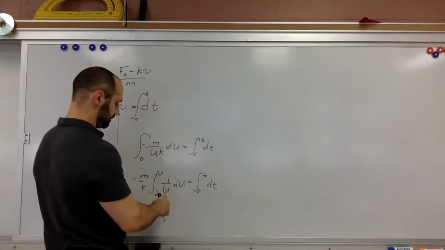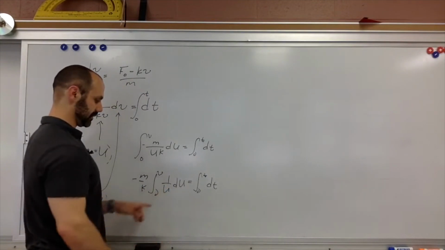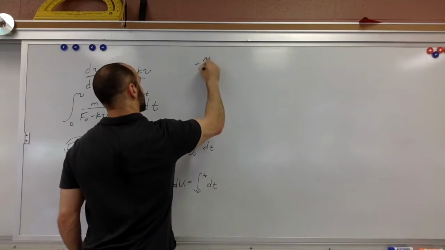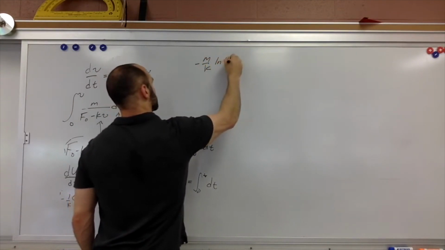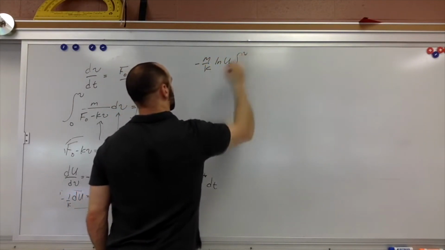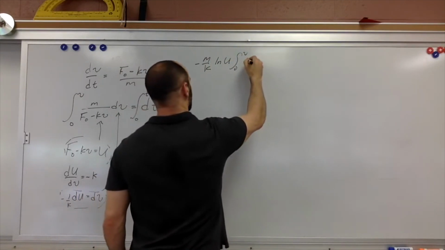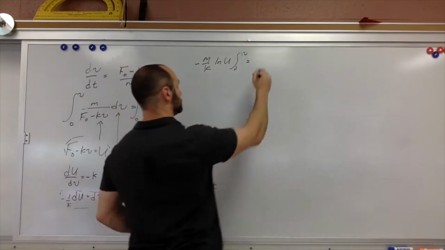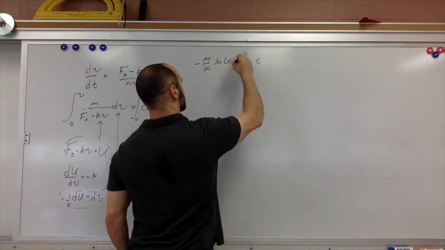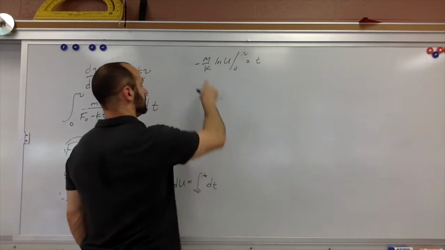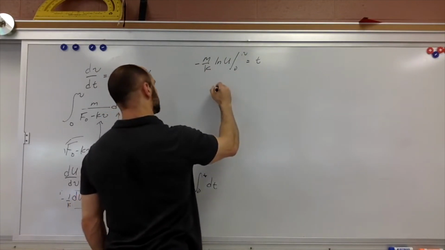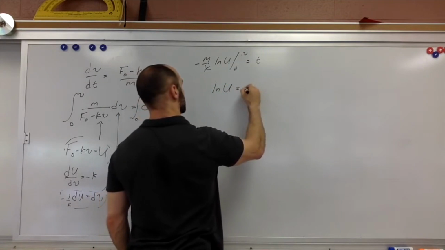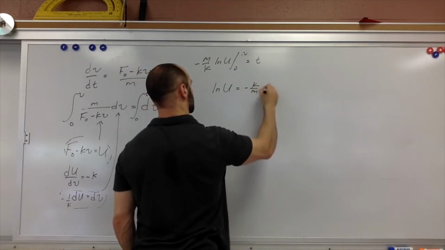Let me move up here now. Now I can do this. I know this is natural log of u. So this becomes negative m over k, natural log of u, from 0 to v. And then this ends up just becoming t. Sorry, that shouldn't be that simple. It would be this, from 0 to v. Now I'm going to bring this over to here. So I've got natural log of u equals negative k over m times t.